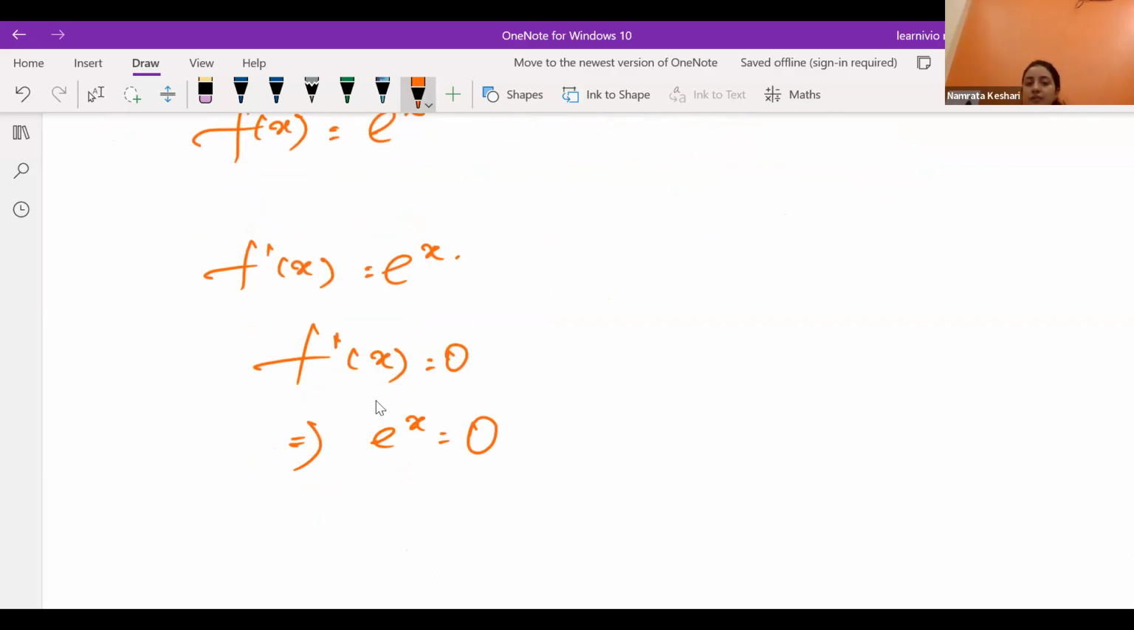Whatever be the power of x, the result will never ever be 0, right? Yes. e is just a number lying between 2 and 3. Any real number as the power, the result will not be 0. Even any number to the power 0 is 1, but the result 0 is not possible. Hence, the function doesn't contain maxima or minima.